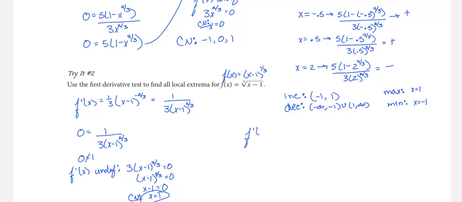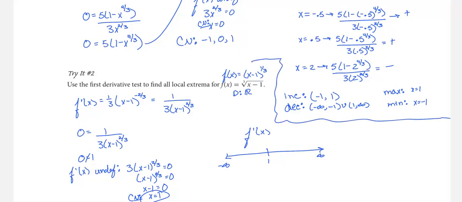So our sign chart is going to have 1 on it. Now this sign chart, we have to think about domain. Domain for the function is all real numbers. So when I test, I'm going to test to the left and to the right. I'm going to draw a little divider there. So let's test some numbers. Let's plug in x equals 0 and x equals 2. Remember, it's going into the derivative.